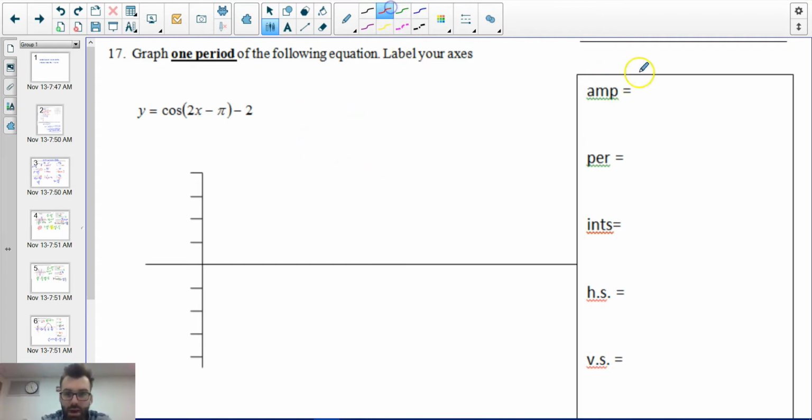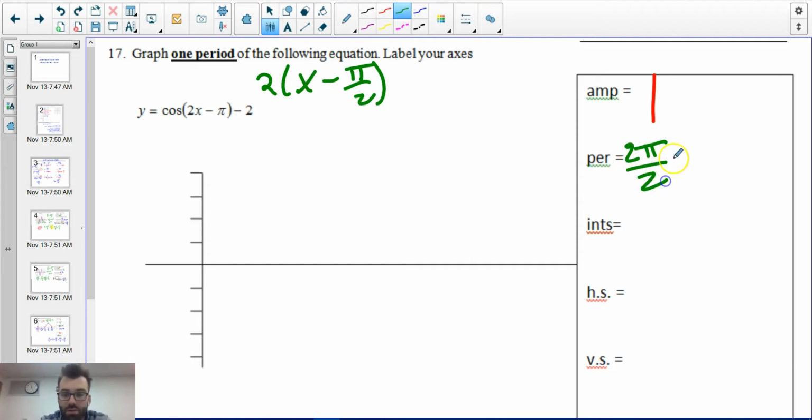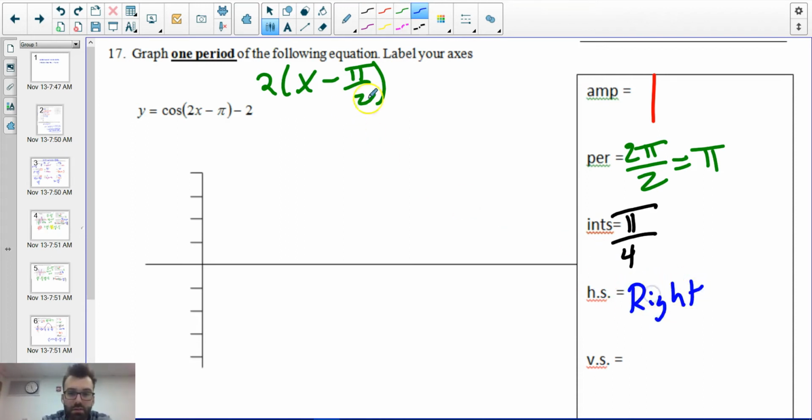Amplitude, there's no number attached, so amplitude is 1. No number in front, so you can assume that it's 1. Period. I want to take out a 2. So I have 2 times x minus pi over 2. I'm dividing pi by 2, because that's my fraction. So I have 2 pi over b, which is 2, so my period is pi. Intervals. Divide your period by 4. Horizontal shift. I move to the right. This is my c value right here, pi over 2.